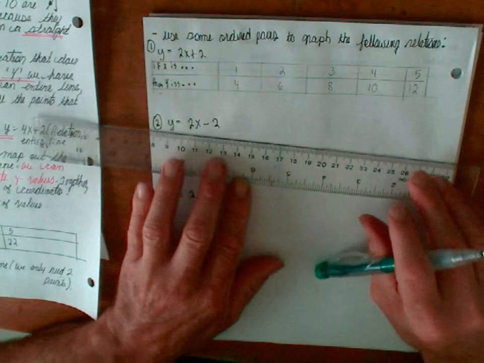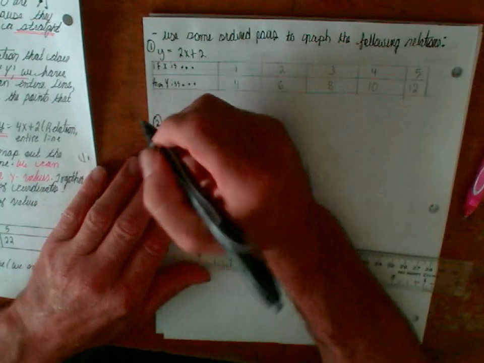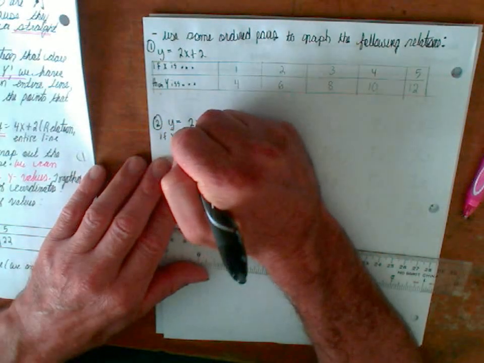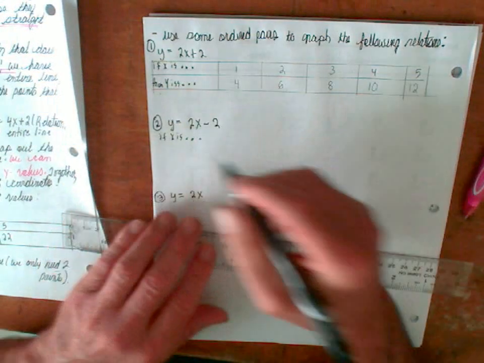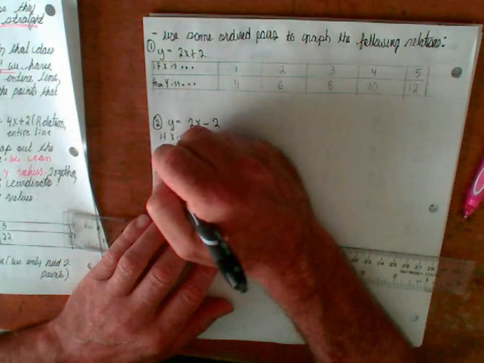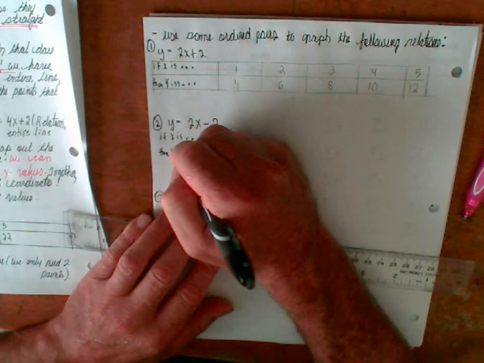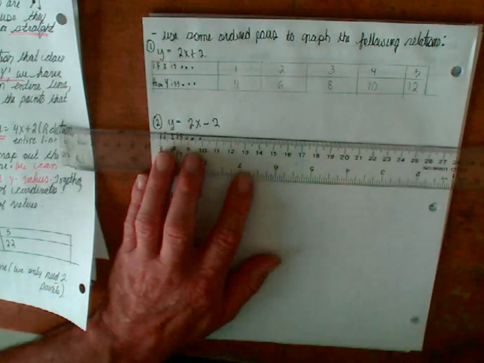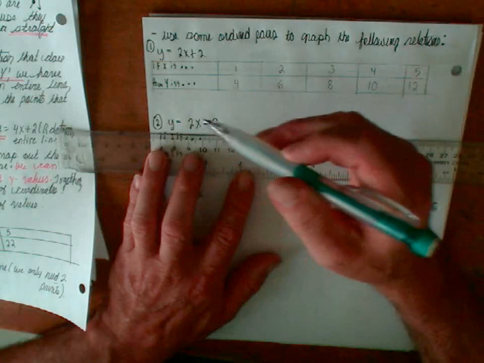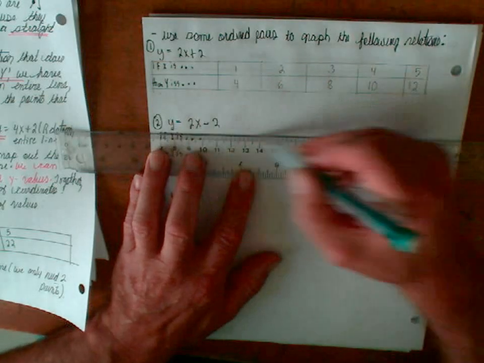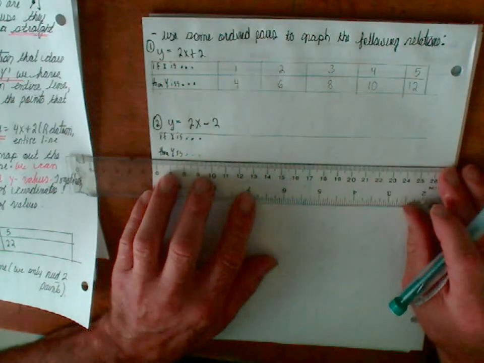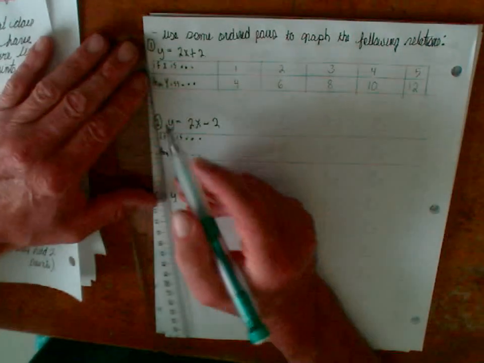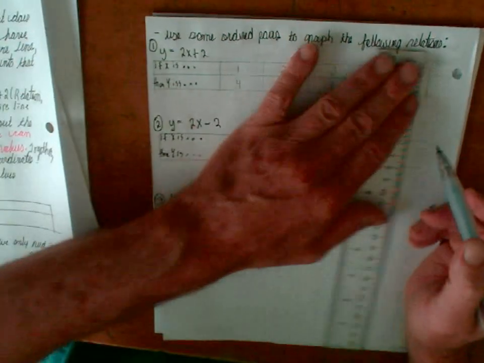Okay. And then our next one, if x is, we're going to pick the values for it, 1, 2, 3, 4, 5. And then y is, I don't know. That's what we're doing. We're going to figure that out. Do you know what I mean? Like, do you know what I'm saying?